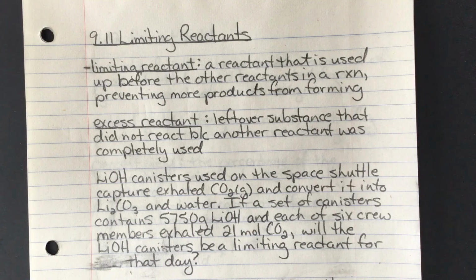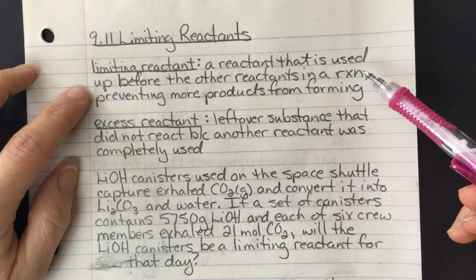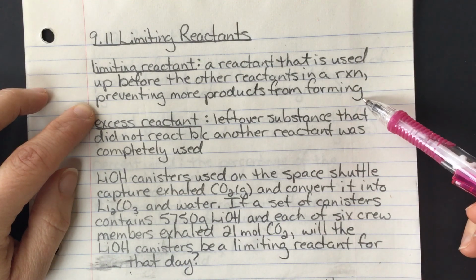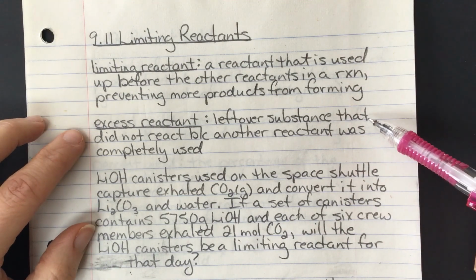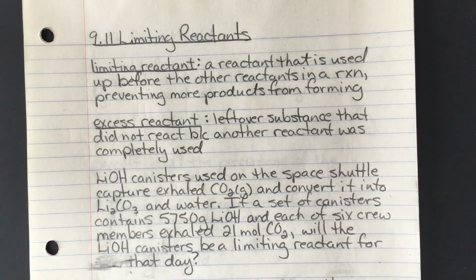So we have been doing these stoichiometry problems as if we have just the right amount of reactants to react completely together. But that's just not the reality. Usually we have one reactant that we have more of and another reactant that we have less of. So we call those our limiting reactants and our excess reactants. And our limiting reactant is a reactant that is used up before the other reactants in a reaction, preventing more products from forming. So this is the one we have less of.